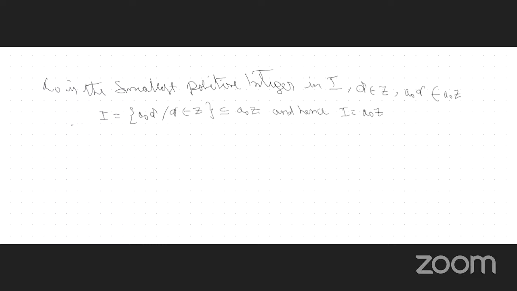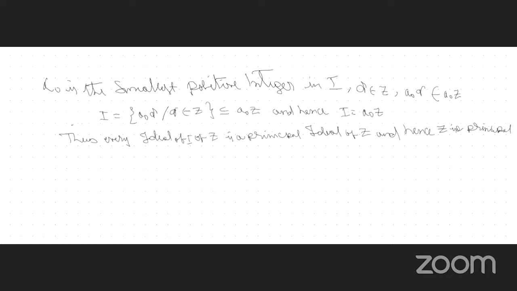Thus, every ideal of Z is a principal ideal of Z. And hence Z is a principal ideal ring. This completes the proof. Hence proof.